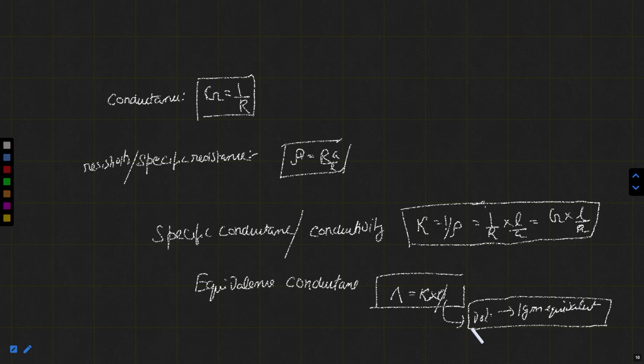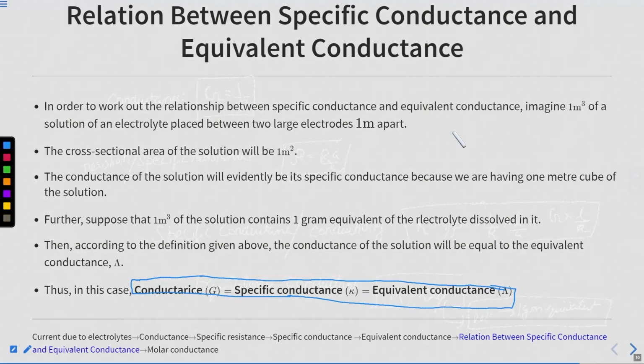Then we have seen a relation at last, which says that if you have 1 meter cube of an electrolyte containing 1 gram equivalent of that electrolyte, and it was placed between two electrodes which were 1 meter apart, then in that case kappa, the specific conductance, was equal to our conductance, and it was equal to our equivalent conductance. So these are the things we have studied till now.